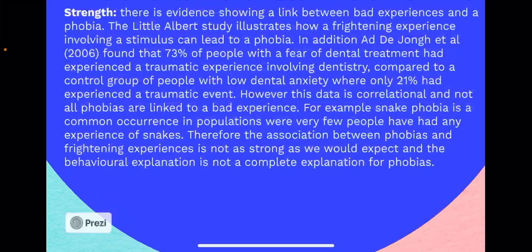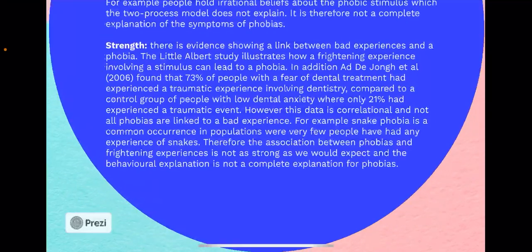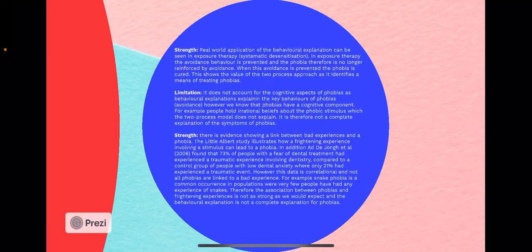So although we started there with the strength and we've discussed the evidence, we've developed that and we've put a however, so we've put some counter evidence there to suggest that it's not actually a complete explanation. So that final bullet point there shows you how you can combine a strength with a limitation to give a more holistic evaluation of an approach or an explanation to phobias.